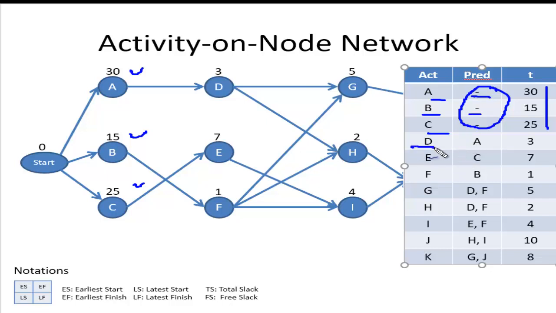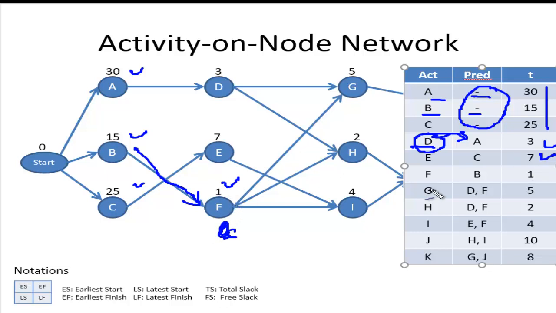After that, if I want to draw D, I will see who its predecessor is, that is A. That means D will start after A finishes. So A finishes here, and after that it goes to D, which has a duration of 3. Same with E, the predecessor is C. So starting from C, I can have E, that's here, and the duration is 7. Then F's predecessor is B, so you can go from here. And the duration on F is 1, that is here on top.